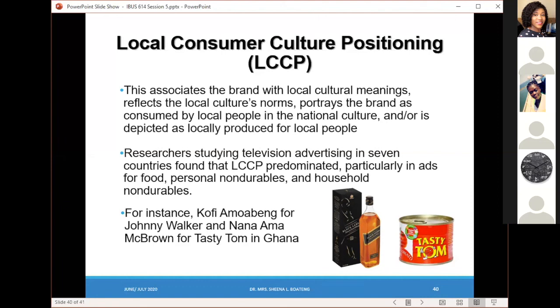Also, I remember when Johnnie Walker was trying to enter Ghana, they tried to position it as a drink for elite men in Ghana. So they were using people like Kofi Amoabe, who at that time was one of the most prestigious elder statesmen in Ghana. He was running the UT empire, and a lot of middle-aged men wanted to emulate his lifestyle. They used him to introduce the Johnnie Walker brand into the Ghanaian market, and I think it was a great success. So these are two prime examples of local consumer culture positioning. I don't know if there's any other example that someone wants to give, or a contrary view that you want to express.